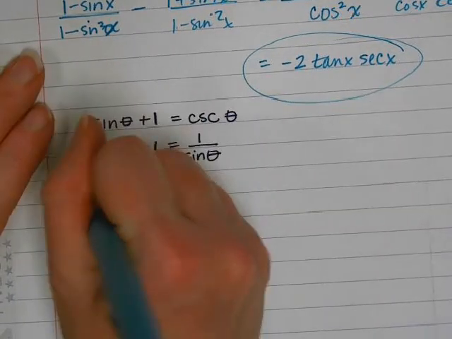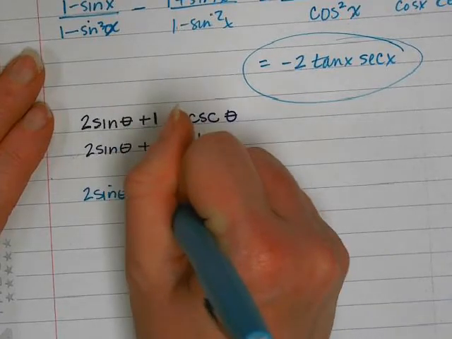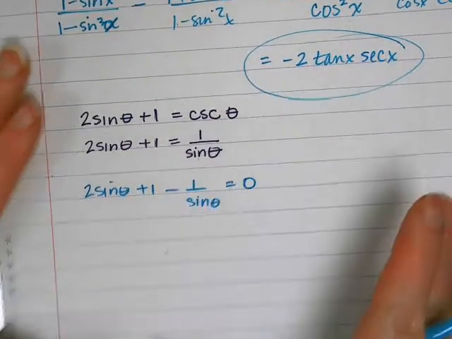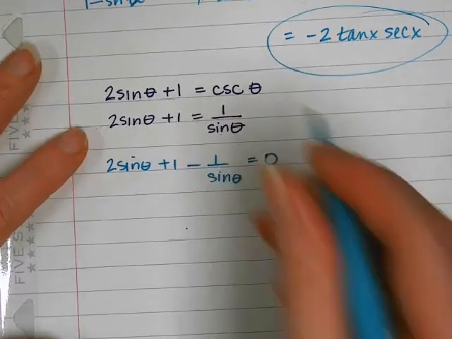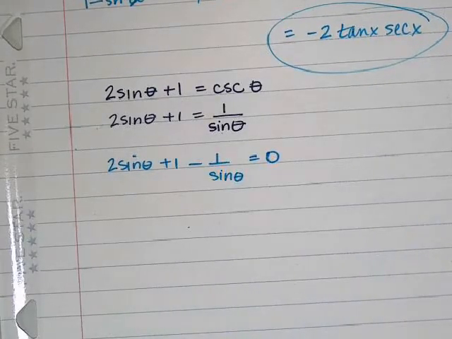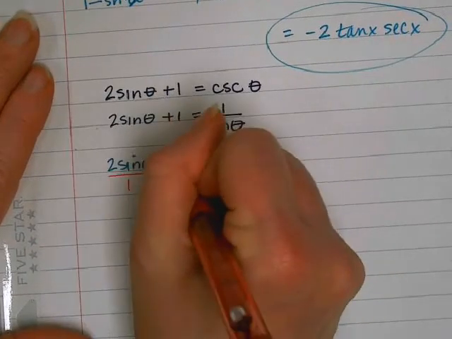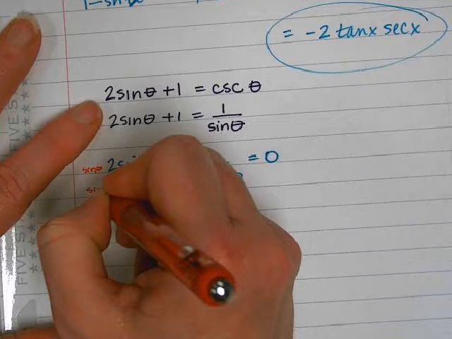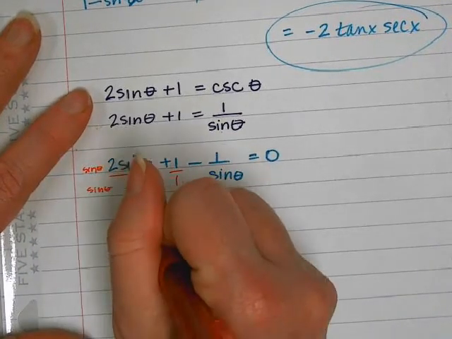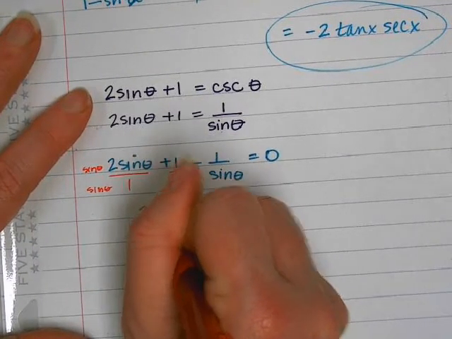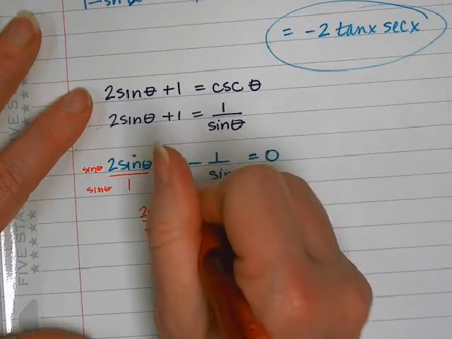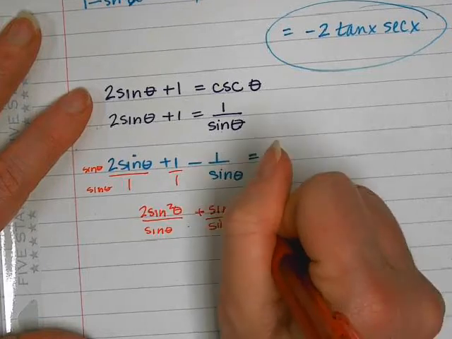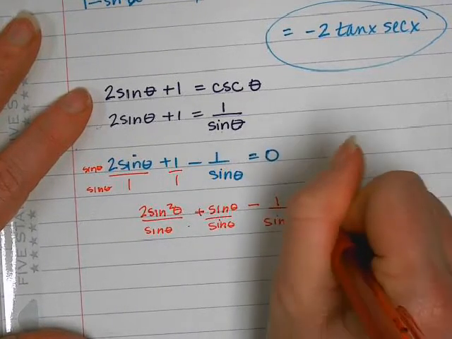So 2 sine theta plus 1 minus 1 over sine theta equals 0. Now all of these things need to have a sine on bottom so that I can make it all one thing. So I'm going to have to multiply each thing by sine over sine. So my first piece becomes 2 sine squared theta over sine theta. My middle piece becomes sine theta over sine theta minus 1 over sine theta equals 0.